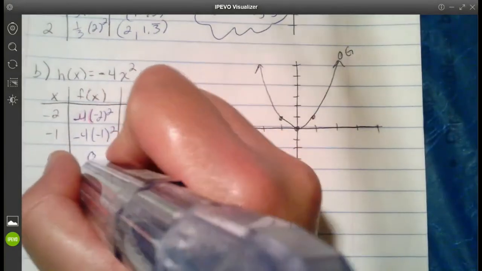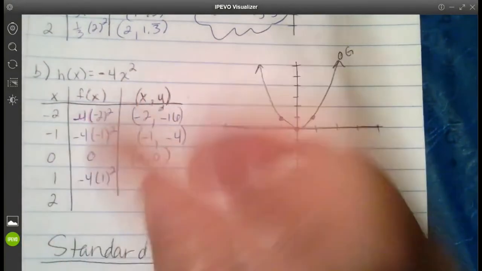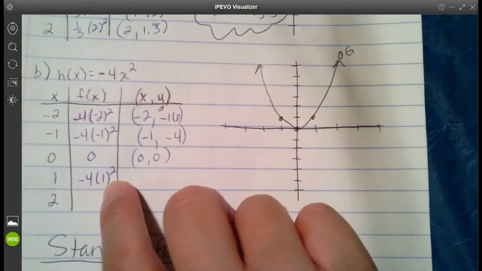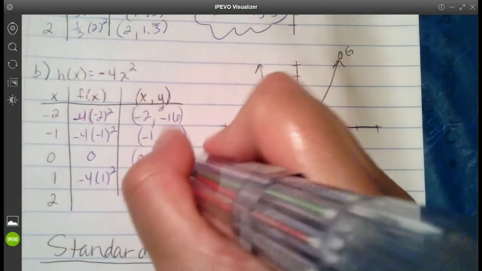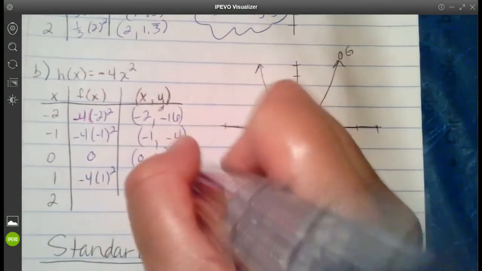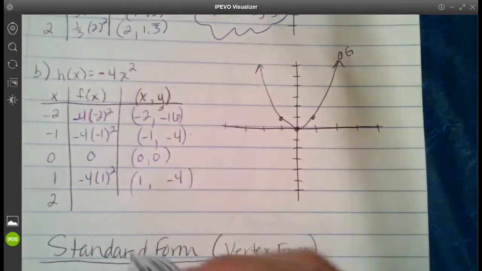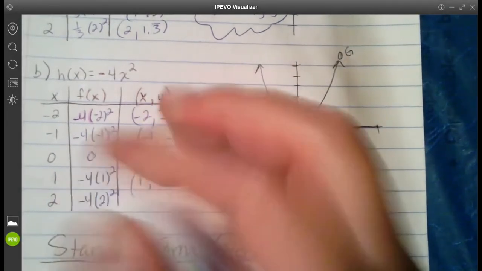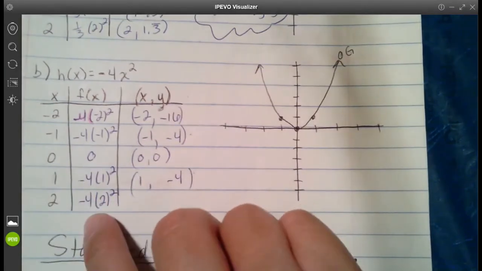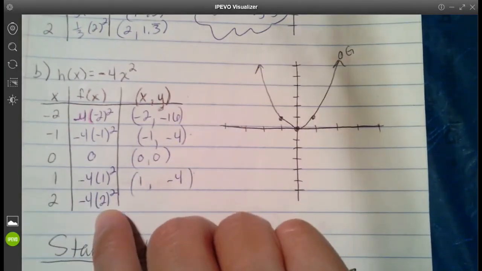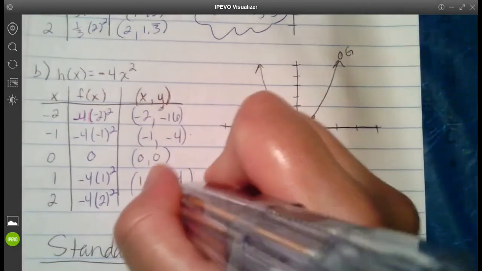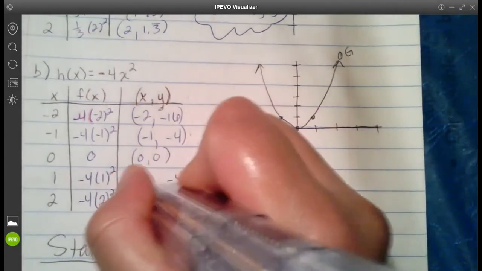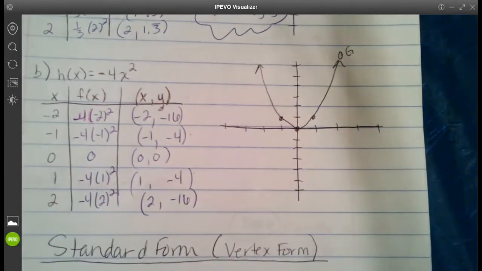Then we have negative 4 times 1 squared, which is going to be, 1 squared is 1. 1 times negative 4 is negative 4. So far we're good to go with these two. And last but not least, we have 2. So negative 4 times 2 squared. 2 squared is 4. 4 times negative 4 is negative 16. It's a good thing I caught that early. And there we go.